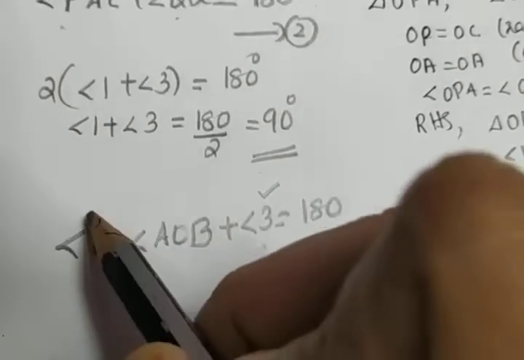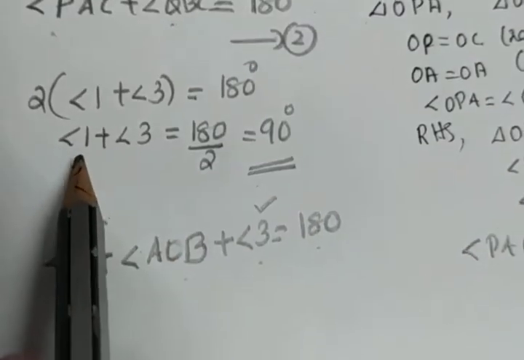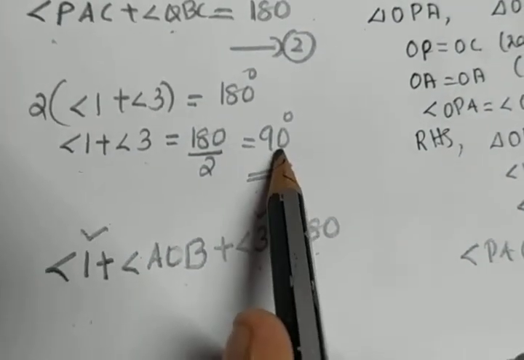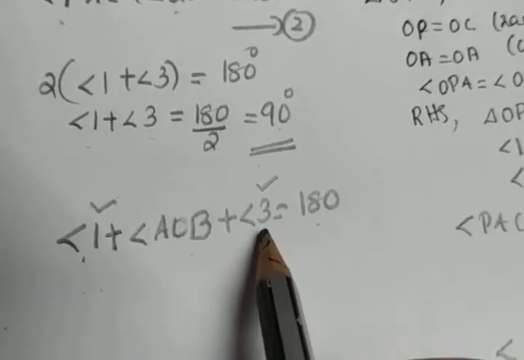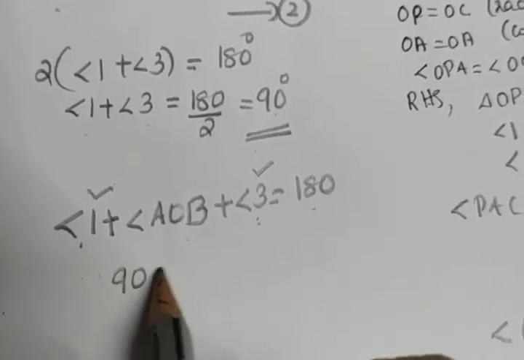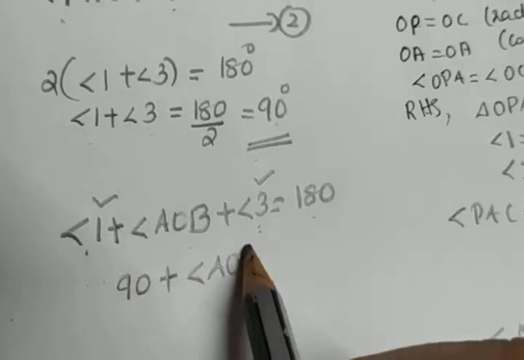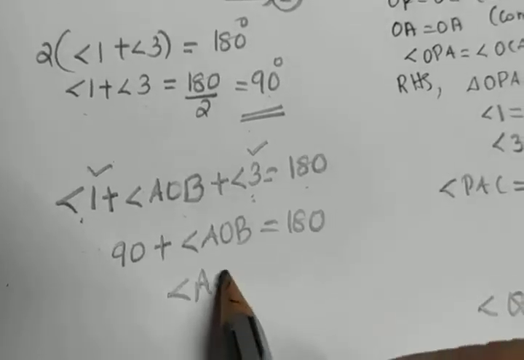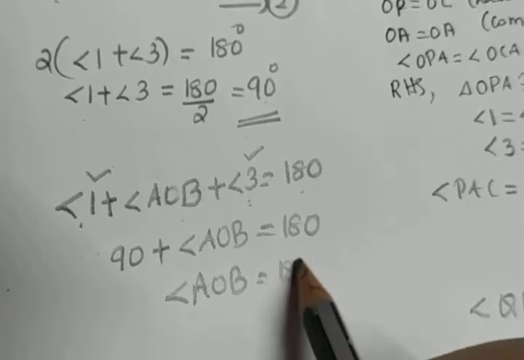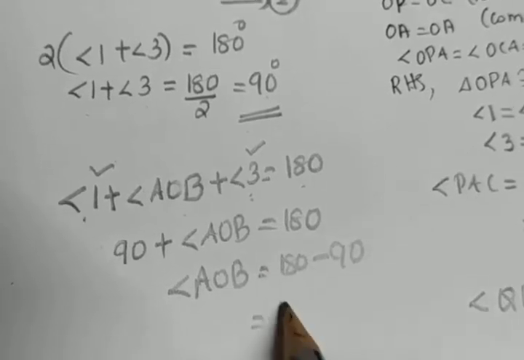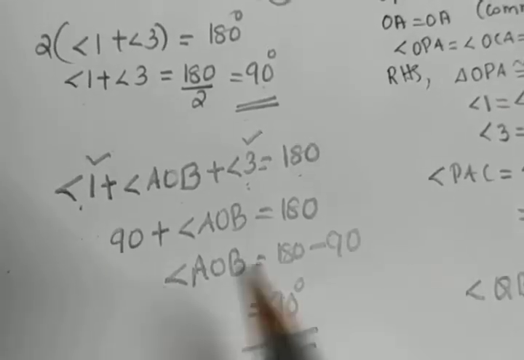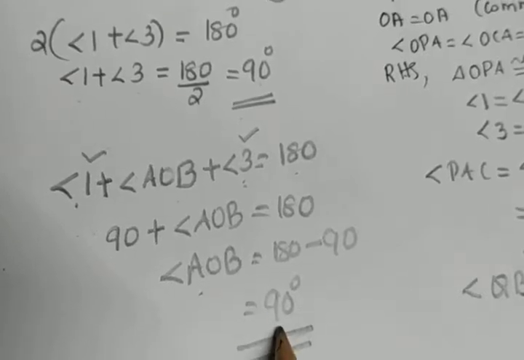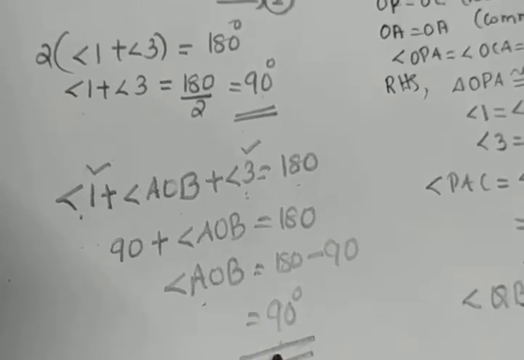What about angle 1 plus angle 3? We already proved that angle 1 plus angle 3 is 90, isn't it? So instead of angle 1 plus angle 3, we can write 90 plus angle AOB is equal to 180. So angle AOB is equal to 180 minus 90, which gives you 90 degrees. The question was to prove angle AOB equal to 90 degrees, and we got the value. Angle AOB is 90 degrees.